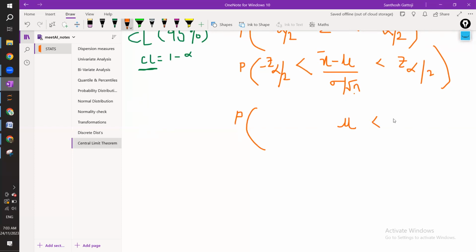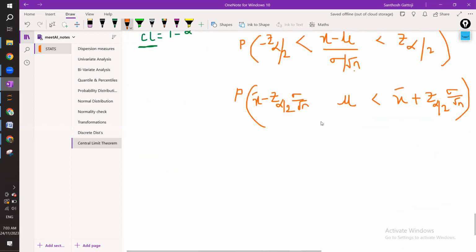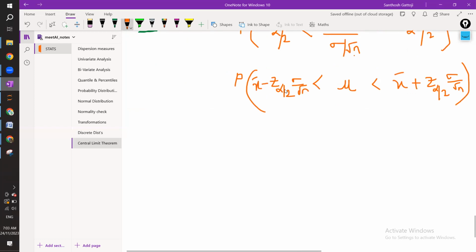Okay, this will become x bar plus z alpha by 2 sigma by square root of n. And this will become x bar minus z alpha by 2 sigma by square root of n. If you just solve this equation and put in the values of mu, this is the formula which we have. So the same formula: x bar plus or minus z alpha by 2 sigma by square root of n.